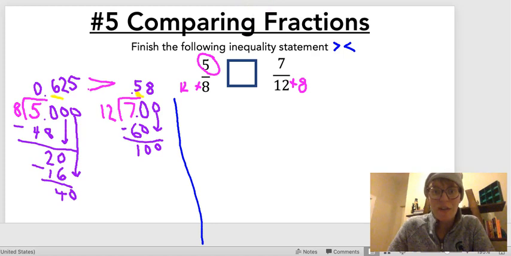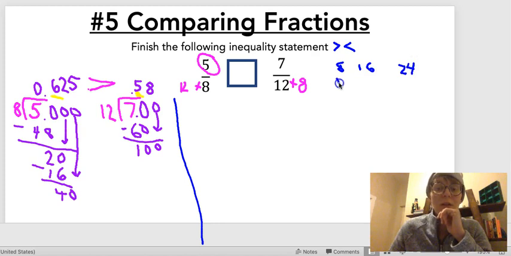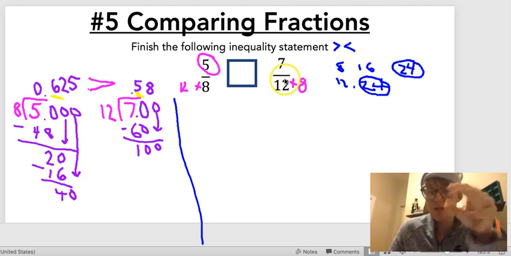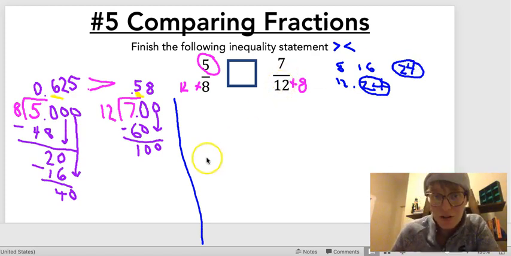So if I think about counting by 8s, 8, 16, 24. If I think about counting by 12s, 12, 24. A second ago I said the wrong thing. I should have said least common multiple. My bad. So when I count by 8s and I count by 12s, my lowest common multiple is going to be 24. So I can use 24 to compare these two fractions.